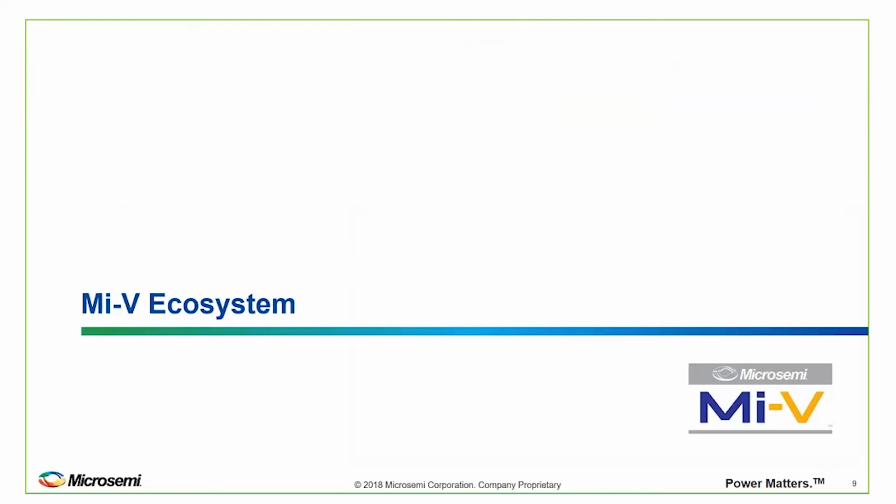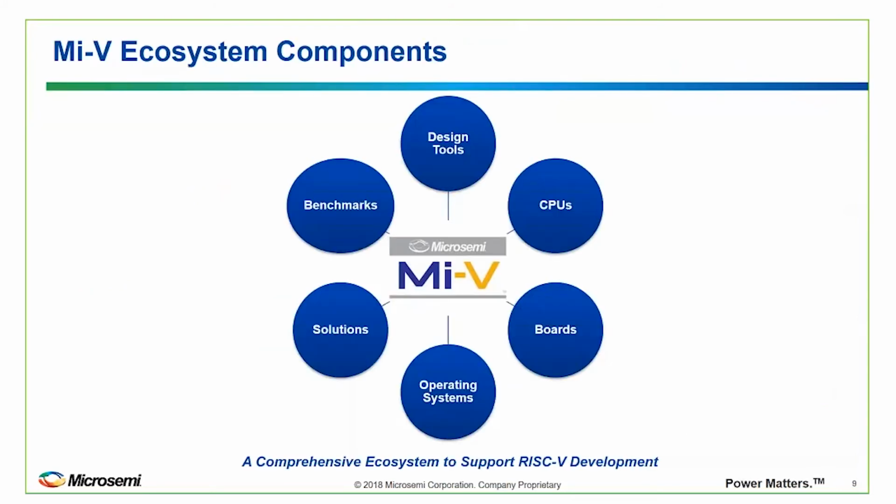So I'm going to move on to our Mi-5 ecosystem. An ecosystem is everything you need for something to thrive. And our Mi-5 ecosystem from Microsemi consists of design tools. I already talked about one of them, Libero SoC. Soft CPUs. We have boards. We have operating systems. And we have solutions. So I'm going to talk about all of these as we go along today. Our ecosystem will continue to evolve and get bigger over time. And we're marketing our RISC-V ecosystem as Mi-5.